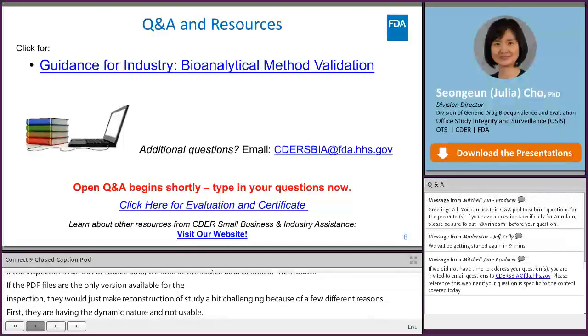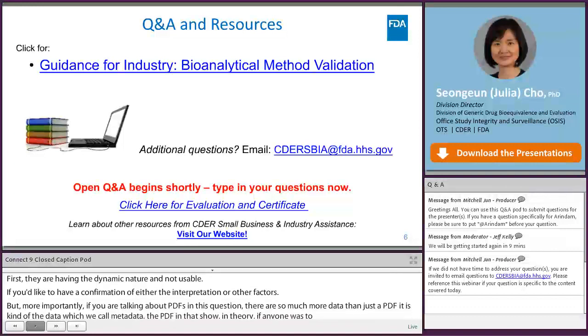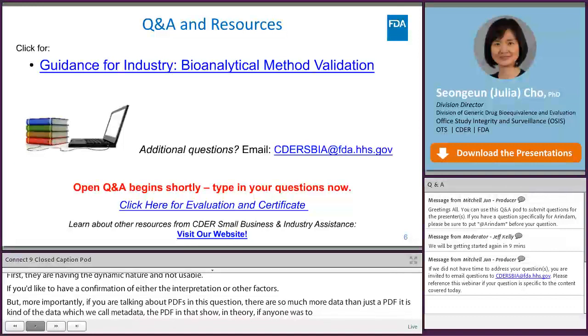But more importantly, if you are talking about chromatogram PDFs in this question, there is so much more data than just a PDF. It's the data behind the data, which we call metadata, that a PDF will not show. In theory, if anybody wanted to print out all of that data in a certified PDF format, it might be possible, but it's just not practical. So just looking at and storing the PDF of a chromatogram will not be sufficient for us to verify all the data that we want to verify during inspection.